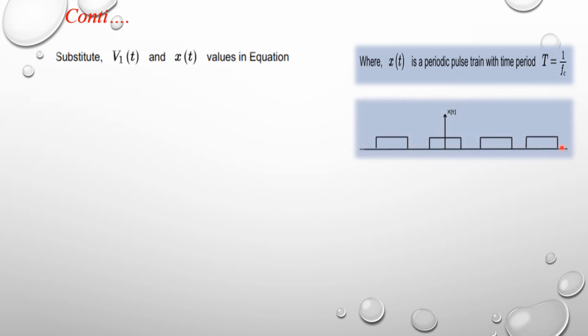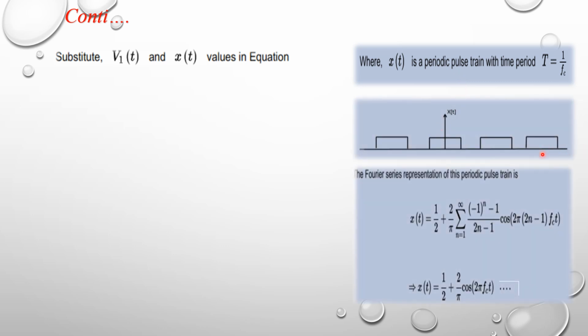So this is a periodic pulse train, and the mathematical representation for the periodic pulse train x of t is equal to 1 by 2 plus 2 divided by pi cos 2 pi fc t plus odd harmonics. We neglect the odd harmonics, so x of t is equal to 1 by 2 plus 2 divided by pi cos 2 pi fc t.